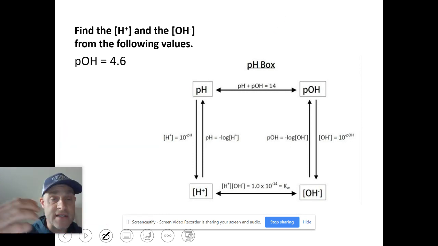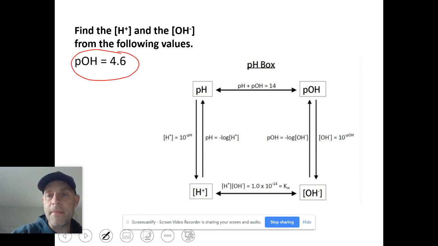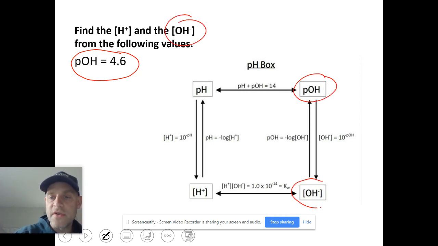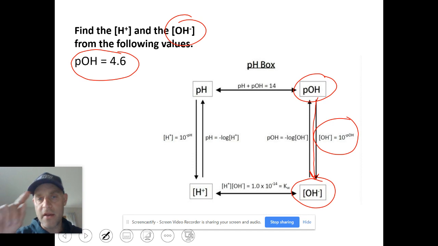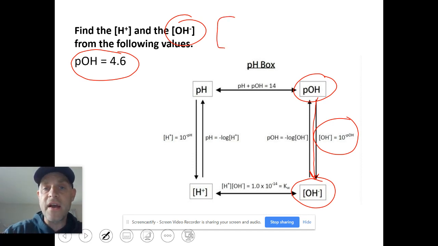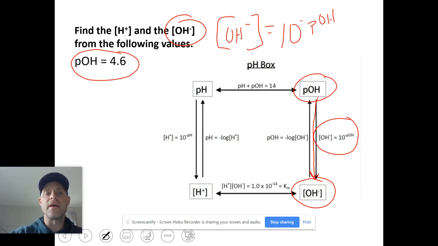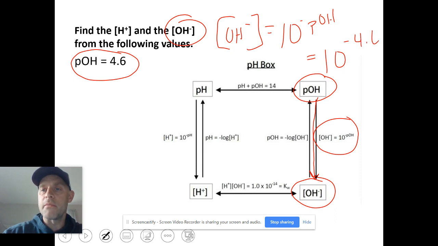Now this one says, same thing, find the concentration, but now I'm given pOH. So now my eyeballs go over here. I have pOH, and I'm going to ask for the concentration of OH. Follow the arrows: I go down from pOH. This is my equation. It's the same thing, but instead of the concentration of H plus, it's the concentration of OH minus, still equal to 10 to the negative pOH. For me, pOH was 4.6, so it's 10 to the negative 4.6.